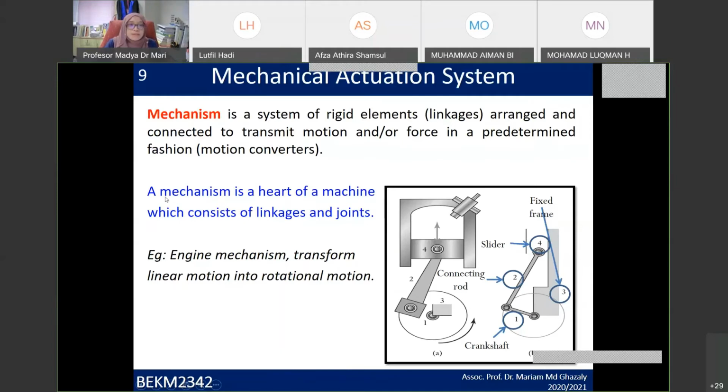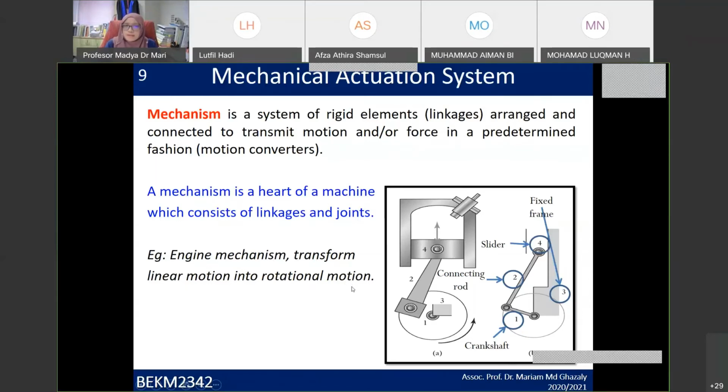Mechanism is the heart of a machine, which consists of linkages and joints. For example, the engine mechanism. This is where I show you the example of crank and slider, or in an engine, it's called the crankshaft. If you saw the video just now in the beginning, I played the video of the engine, the crankshaft with the cam and follower. It actually transforms linear motion into rotary motion.